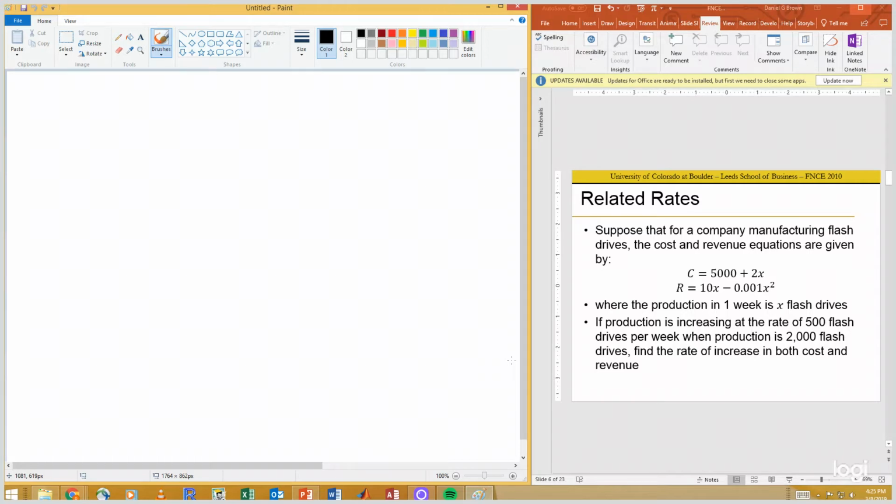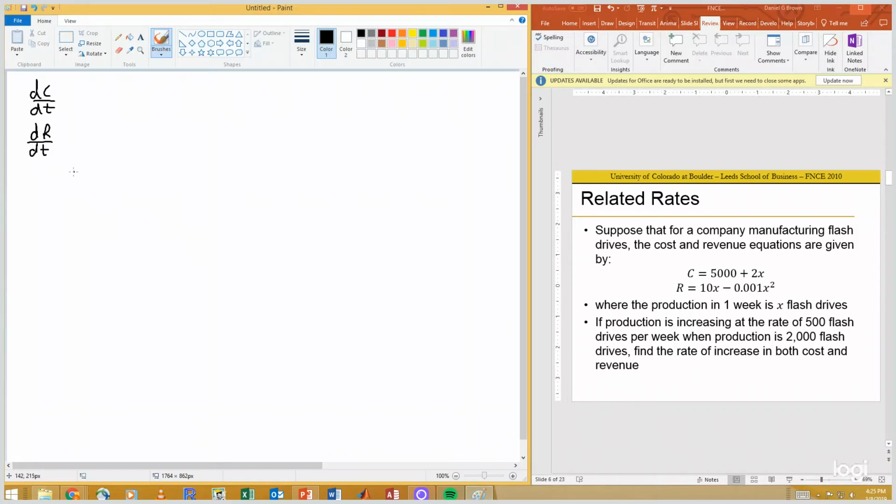The way I think about related rates problems is I sit down and say to myself, what do I want to know? And then I say to myself, what do I know? And then I try to get to the what do I want to know, answering those questions using what I know. So first off, we're trying to find the rate of increase in both cost and revenue. So that's a change of cost over time per week and change in revenue per week. So we want to find dC/dt and dR/dt.